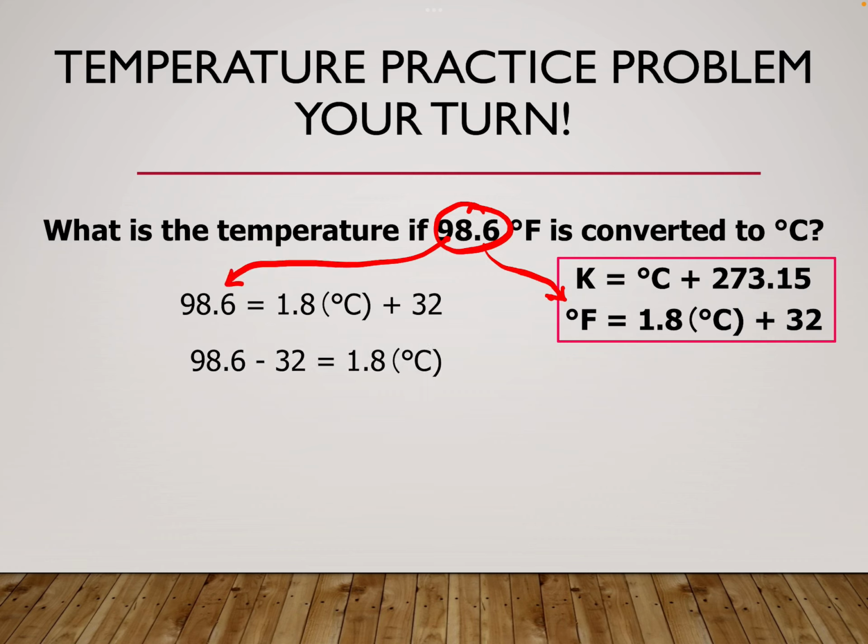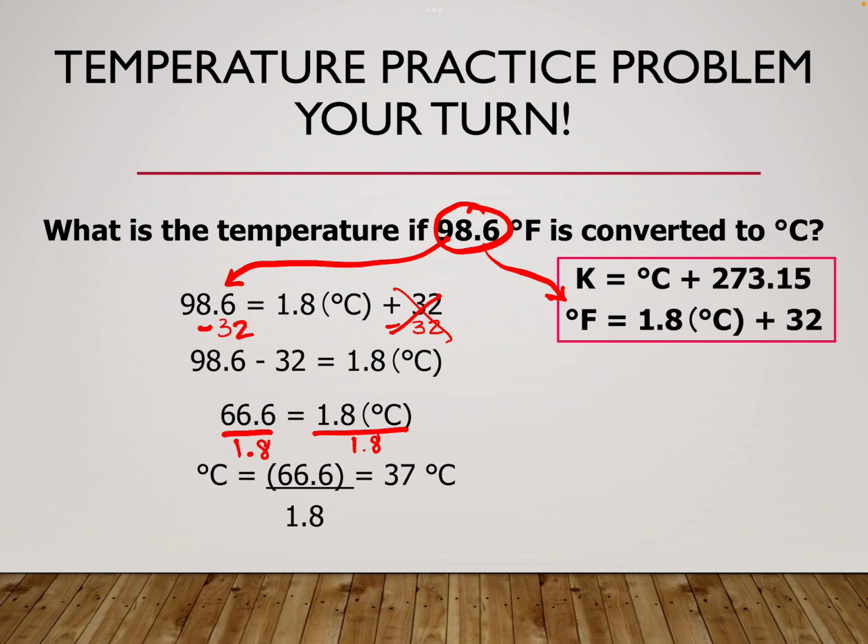And then we can start to rearrange. If we subtract 32 from both sides, that gets rid of that, and we get 98.6 minus 32 equals 1.8 times degrees Celsius. I've simplified 98.6 minus 32 to get 66.6. Our next step is to divide both sides by 1.8, and we get 37 degrees Celsius as our answer.